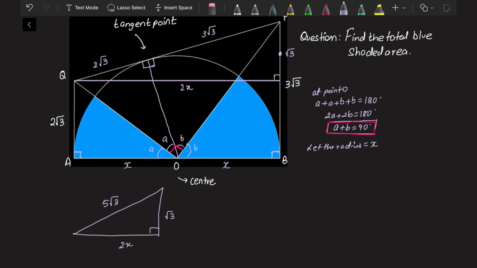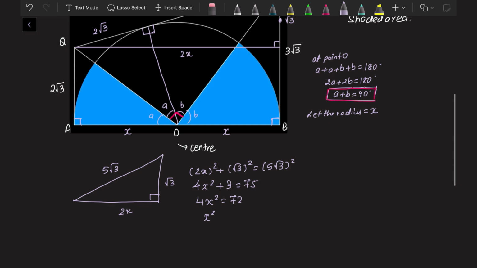So now simply applying the Pythagoras theorem, we can say that 2x the whole square plus root 3 the whole square turn out to be 5 square root of 3 the whole square. Therefore 4x square plus 3 is equal to 25 times 3, that's 75. Hence we'll have 4x square is equal to what? 75 minus 3, that's 72. x square will turn out to be 72 upon 4, and that's basically 18. So we have the value of x square.